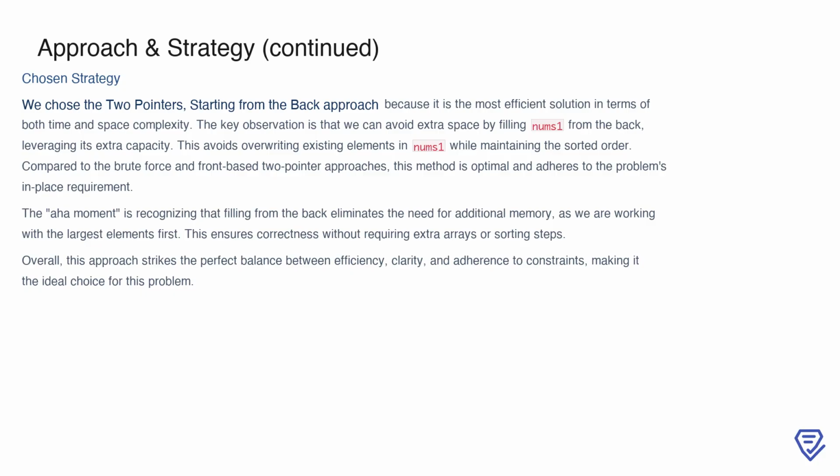Overall, this approach is efficient, adheres to the problem's constraints, and is relatively straightforward once the logic is understood. It strikes the perfect balance between clarity and performance, making it the ideal choice for solving this problem.